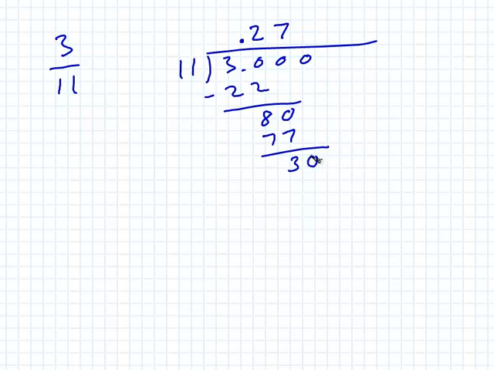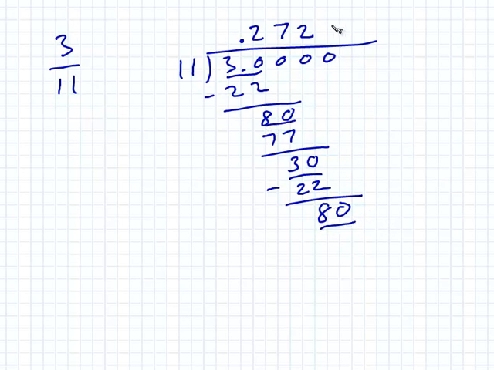Bring down the 0. Look at this. We're back to a 30 again. 11 goes into 30 the same number of times it did last time. That'll be a 2. 2 times 11 is 22. If I subtract, I get an 8, just like before. So bring down the next 0, and here's an 80, just like before. 11 into 80 goes 7. 7 times 11 is 77, just like before. If I subtract, I get a 3, just like before. Bring down another 0, and so forth. This is going to go 2, 7, 2, 7, 2, 7, 2, 7, forever.